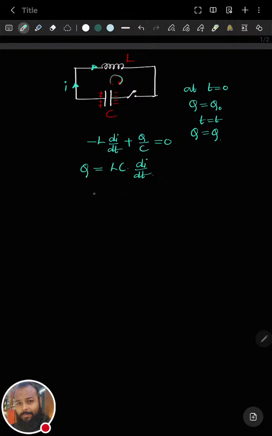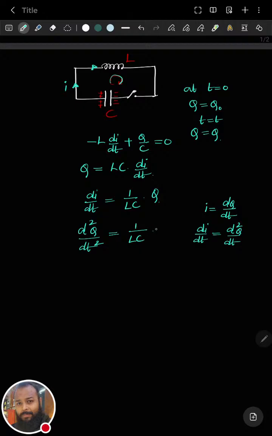Is it looking like this? Can I write this as di by dt is equal to 1 by LC times q? Right. So di by dt can also be written as d square q by dt square, because I know that current is the rate of flow of charge. So current is dq by dt, we can write. So I can write current is equal to dq by dt. If I differentiate again on both sides, then I have di by dt, which is the double derivative of the charge, d square q by dt square, is equal to 1 by LC into q.